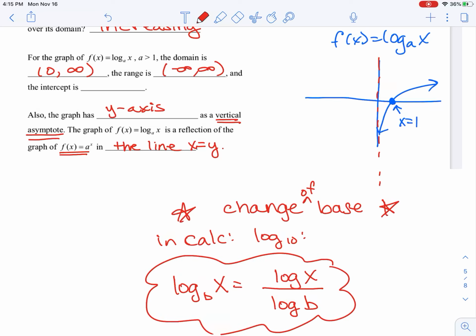So just keep that in mind. You might need to use that in your calculator to find a value or to graph this. So if you want some other value of the base other than 10, this is how you do it.